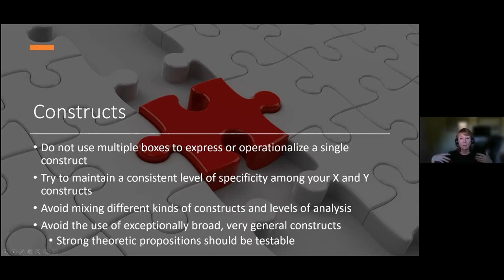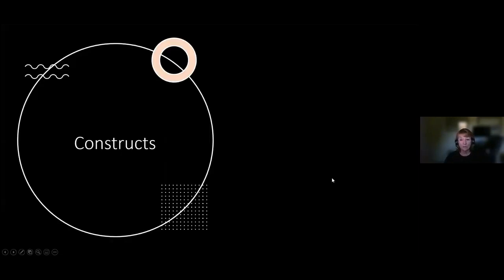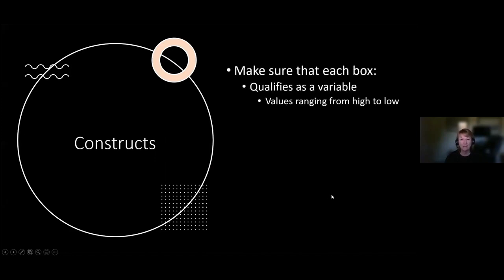Also avoid really broad constructs that are very general because they're hard to test. And the best theory is one that's testable because it's going to guide the testing that you do later in the paper. A few more tips on constructs. Make sure that each box actually describes a variable. A variable is something that varies. So can it take on values ranging from high to low? That makes it measurable and it makes it a variable.